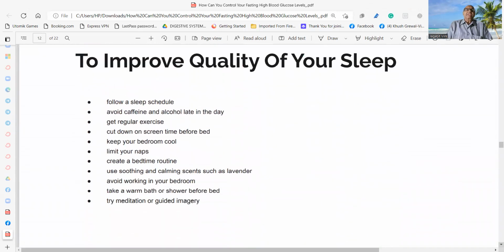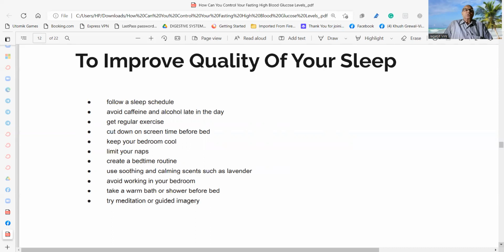To improve the quality of your sleep, you are to follow these measures. Follow a sleep schedule. You must sleep every day at the very same time. Avoid caffeine and alcohol late in the day. Get regular exercise daily. Cut down on screen time before bed of your iPad, your mobile, or your computer. And keep your bedroom cool. Limit your naps in the day.